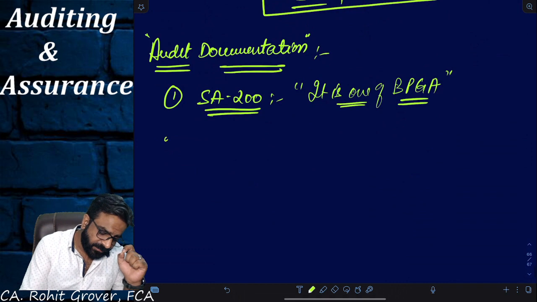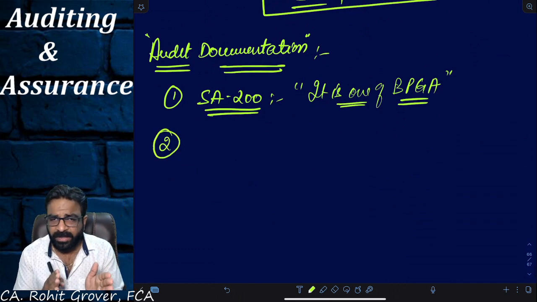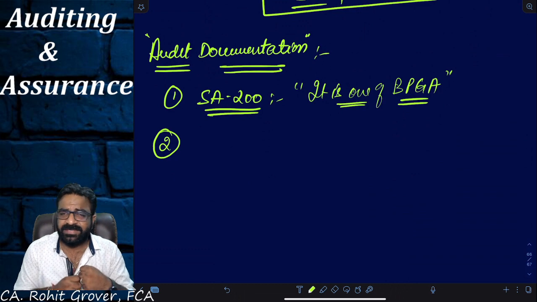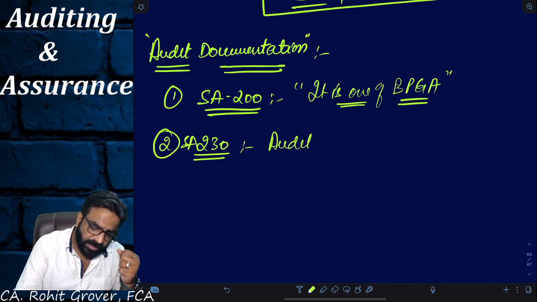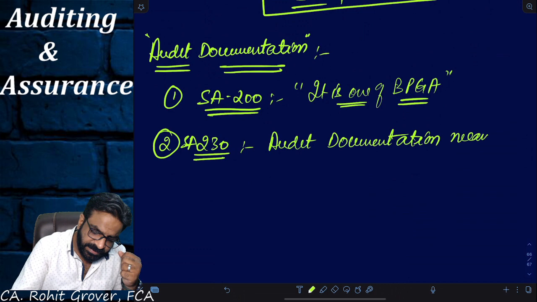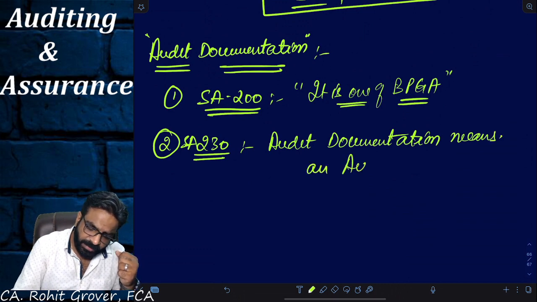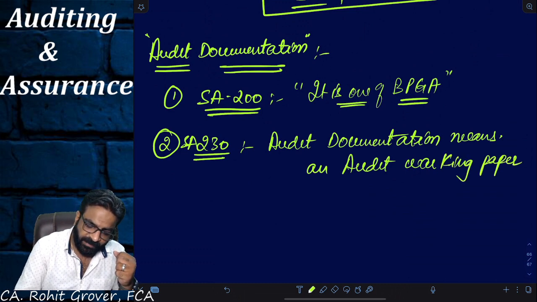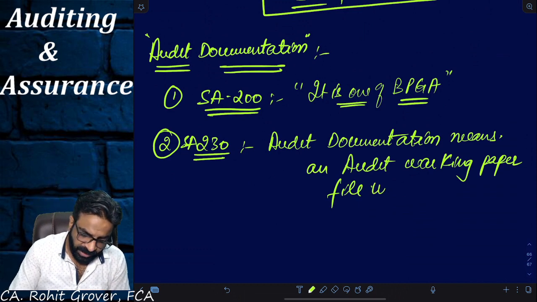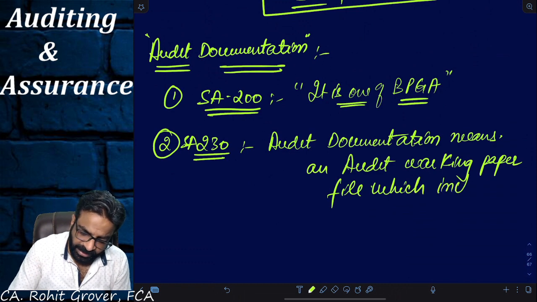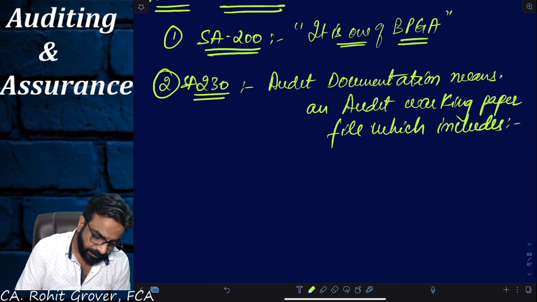Point number two. Sir, what do you mean by audit documentation? Everyone, please tell me. Does audit documentation include the evidences or not? Yes. So what is audit documentation as per SA-230? SA-230 says audit documentation means an audit working paper file which includes. So it is that file which includes what?